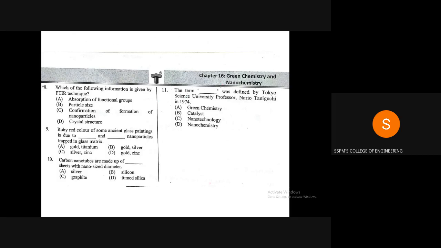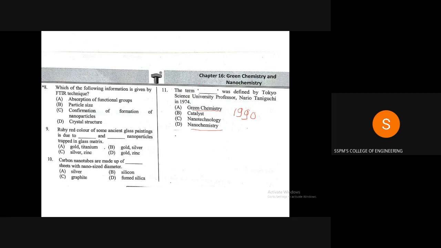So this is already a concept, that is the term. Nanochemistry was invented by Tokyo Science University professor Norio Taniguchi in 1974, whereas green chemistry is from 1990. So important is nanochemistry, remember this.